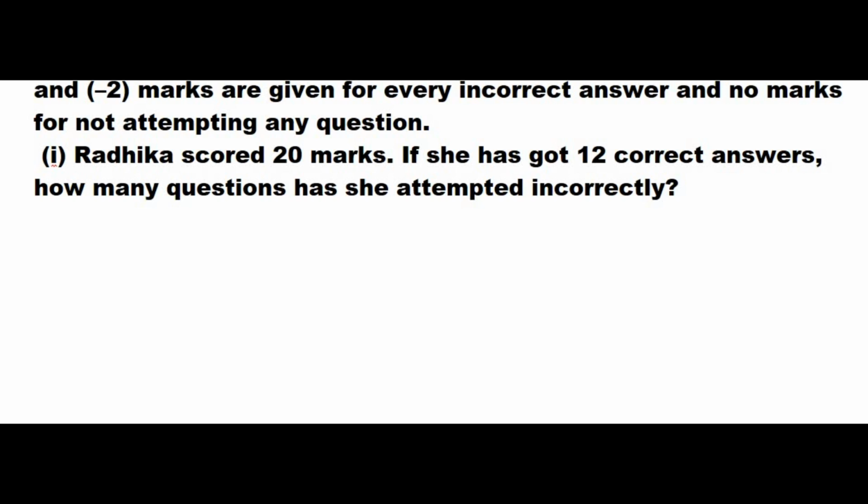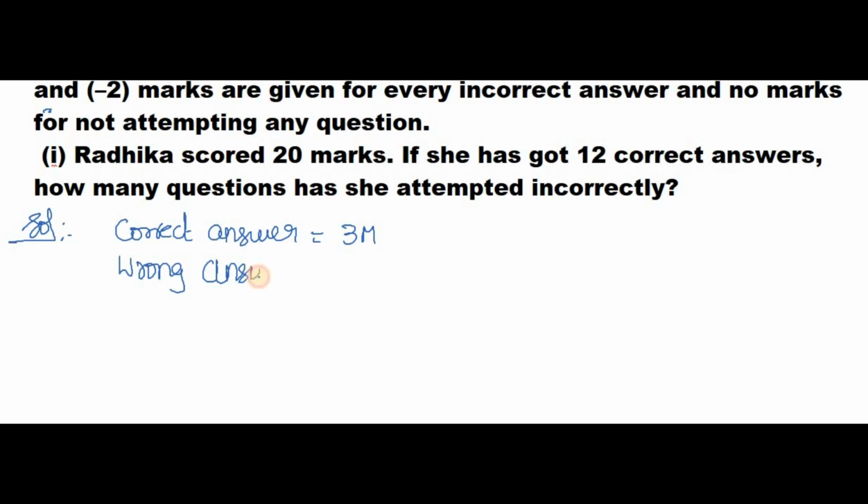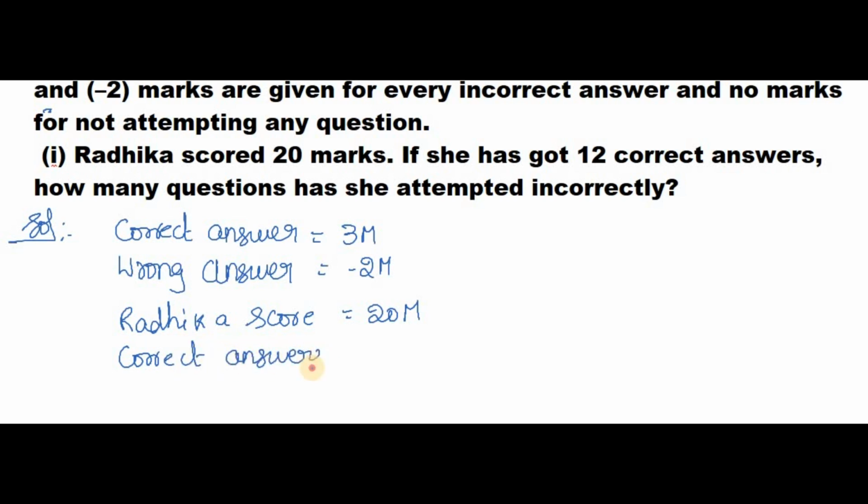Now we will start writing. So for every correct answer we'll get 3 marks, and for a wrong answer, of course you can also call it an incorrect answer, you'll get minus 2 marks. And here he has given very clearly that Radhika's score is 20 marks. And how many correct answers has she given? 12 correct answers she has given.